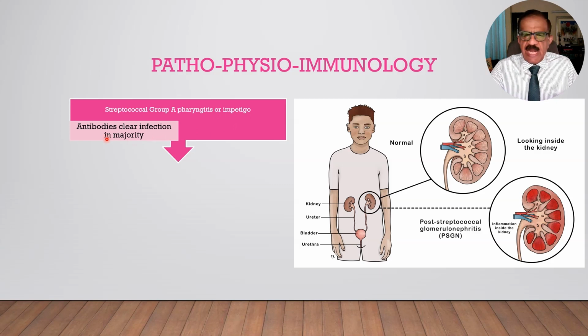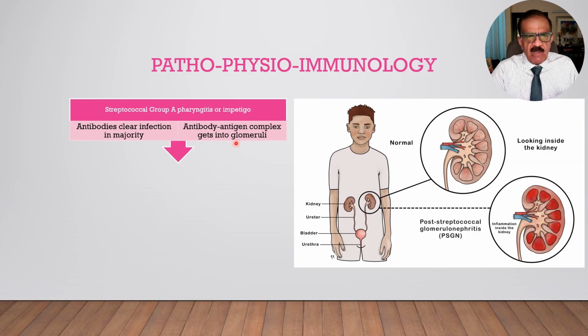As a result, antibodies are formed. Like in any infection, there is formation of antibodies, and in the majority these antibodies will clear the infection. If the patient gets an antibiotic, the infection will clear faster. But even if somebody does not get an antibiotic, there is a good chance that antibodies will neutralize these bacteria and clear the infection. But in some cases, there may be antigen-antibody complex formation. This circulates in the body, but in the glomeruli it settles down.